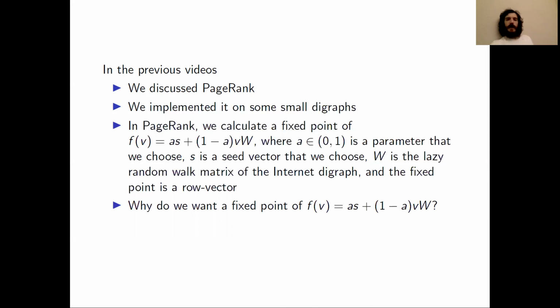And the question I was asked is, why do we find a fixed point in PageRank? Why are we looking for a fixed point of f(v) = a s plus (1 minus a) times v times W? So I want to talk about in this video why we're looking for that fixed point, and how it relates to a rank of the websites.